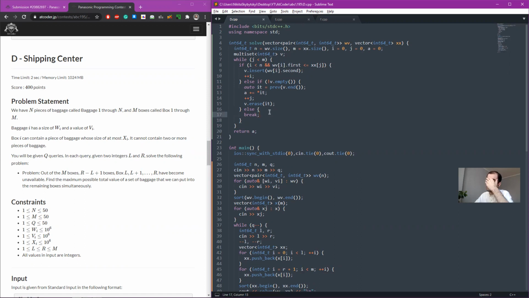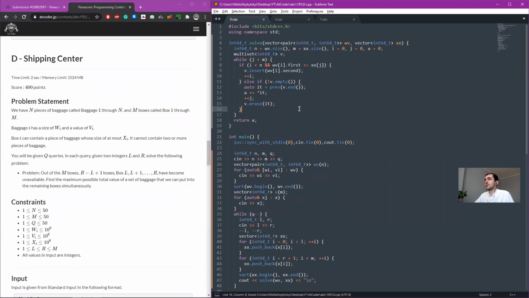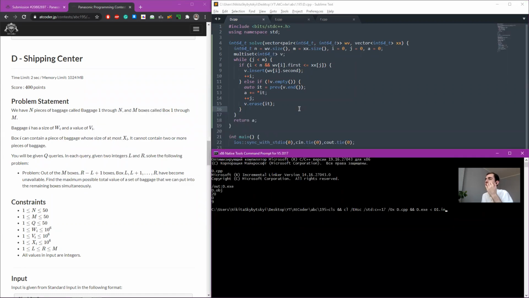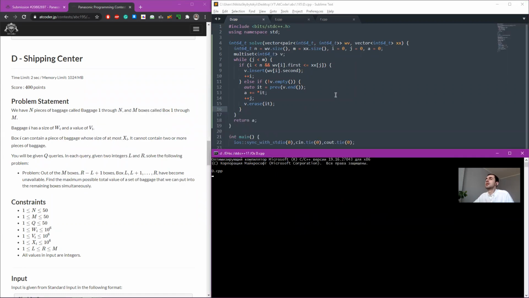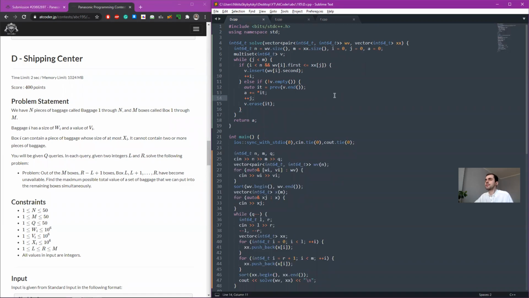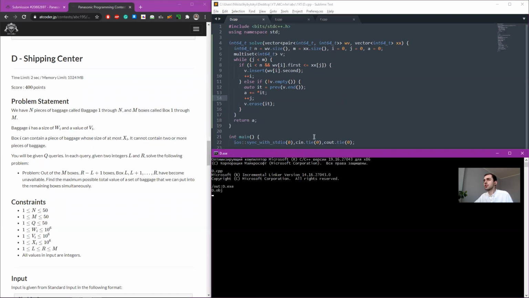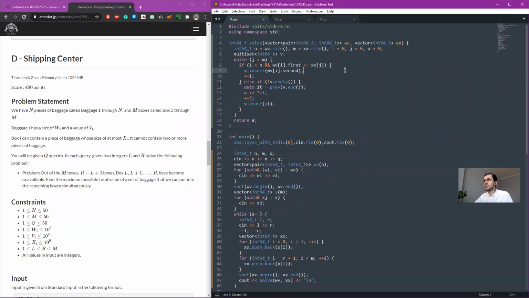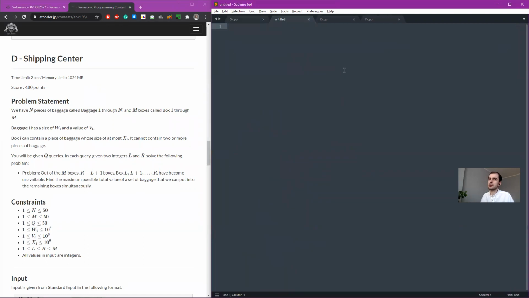Oh, I'm stupid. If we is empty, we just do nothing. We don't break. Damn it. This case is actually not going to show us a problem, right? So we get to write our own test case.